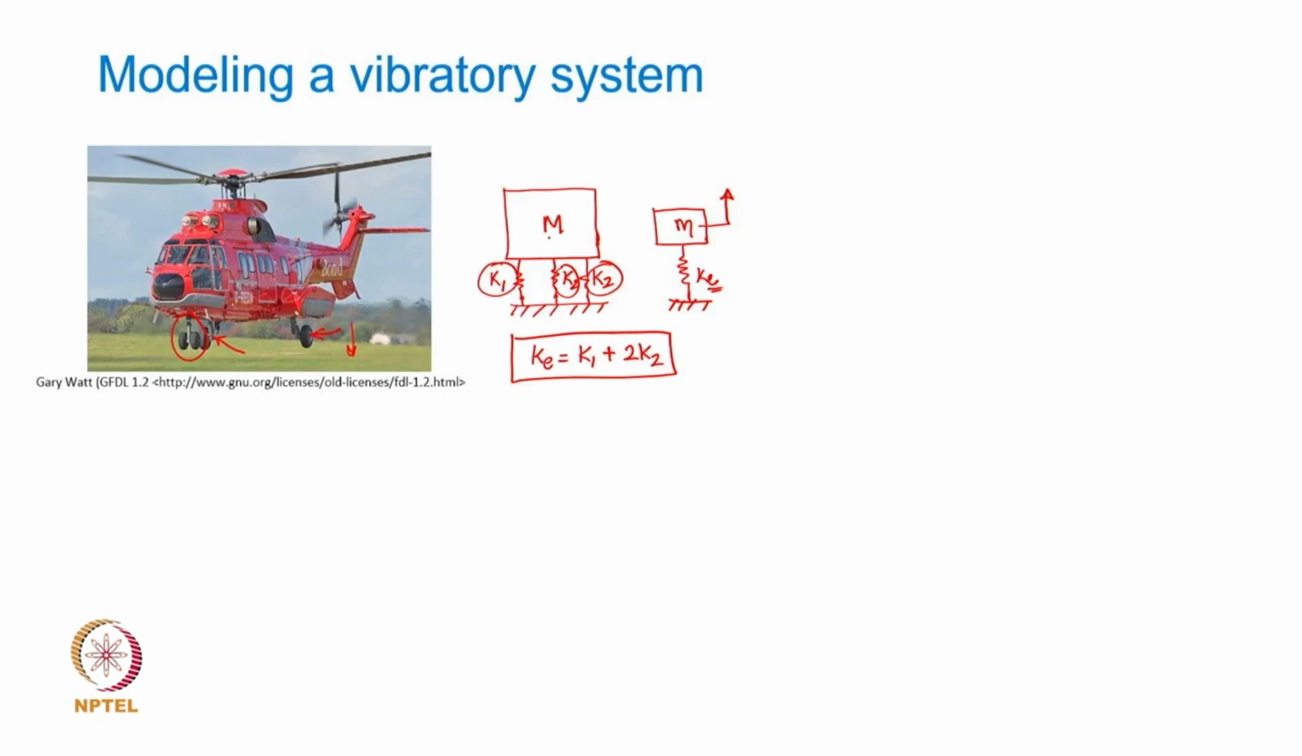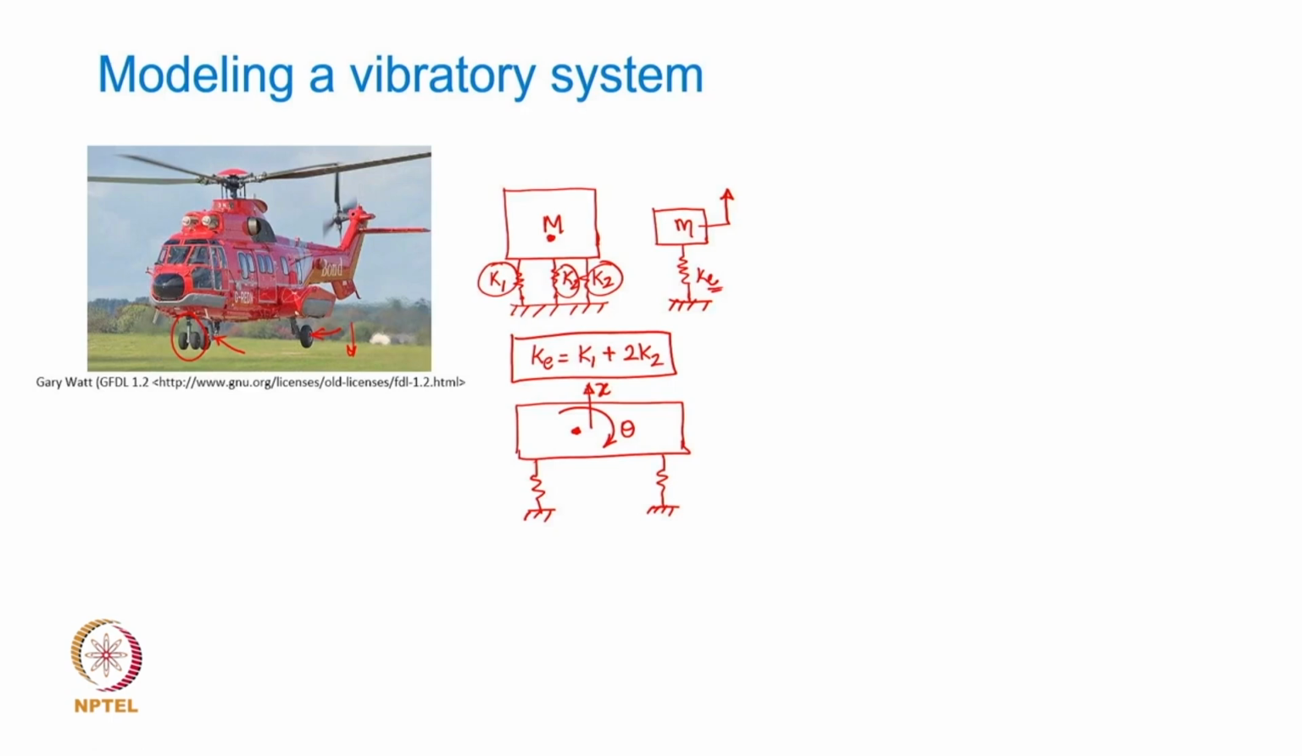Of course, there is an implicit assumption here that the mass is centrally located with respect to all the springs. If the mass is offset, suppose the helicopter is represented like this, with the front spring and the rear springs modeled like these, then apart from the vertical vibratory motion, you can also have a pitch motion. So, apart from x, you can also have a tilt vibratory motion for this helicopter.